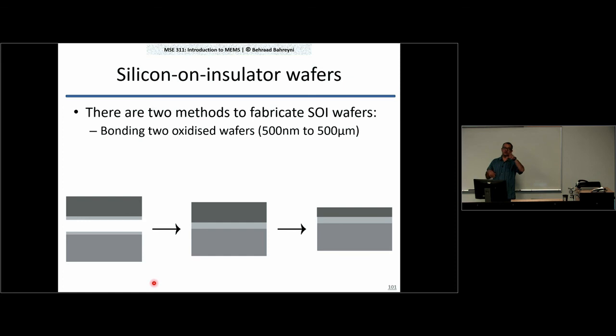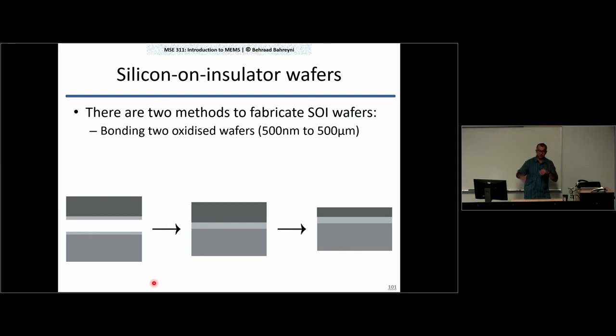So you can start with two wafers that have half a micron oxide on both of them, bond them to each other, and then thin down the top wafer through a CMP process to about 50 microns. So this is the obvious solution. Good thing here is that you can have any thickness of silicon that you want for the top layer, and almost any thickness of the oxide that you want for the middle oxide region between the two wafers.